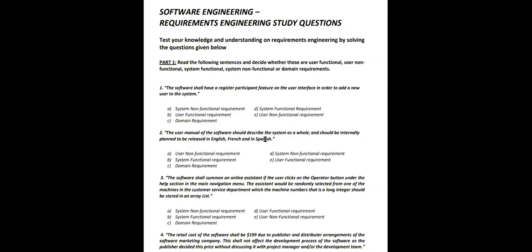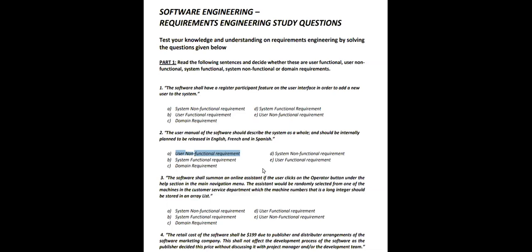But then, system non-functional. The user manual of the software should describe the system as a whole. It doesn't say exactly how this should be done. It should be divided into sections. So it is a user non-functional requirement. It's a user non-functional, not system, because it doesn't describe any detail of how the task would be done.